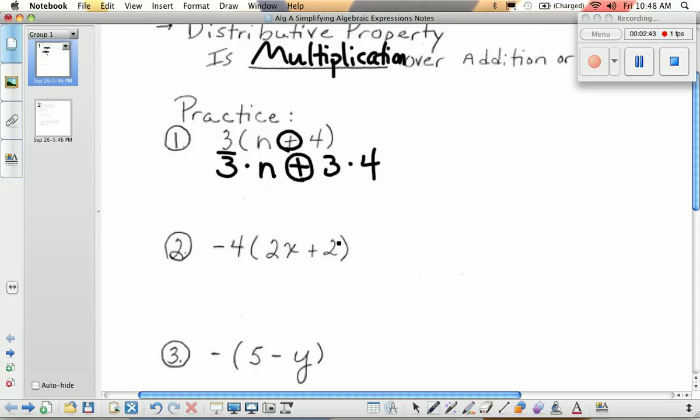What's 3 times n? Anybody know? 3n. Bring our addition sign down again. What's 3 times 4? 12. No, we don't want the 3, huh?